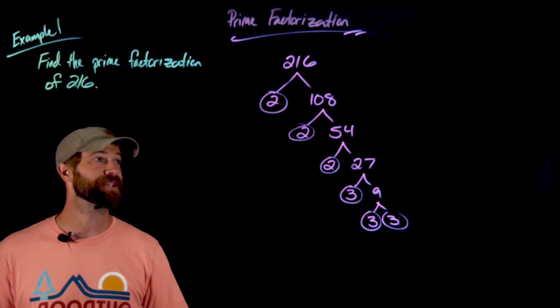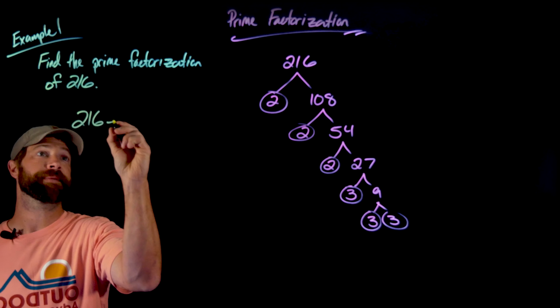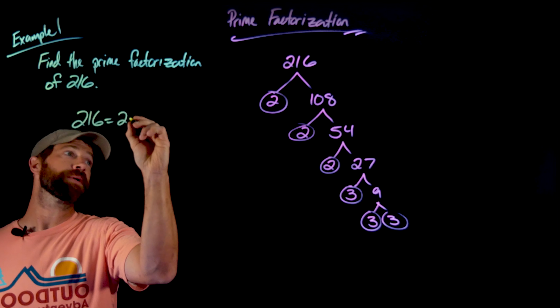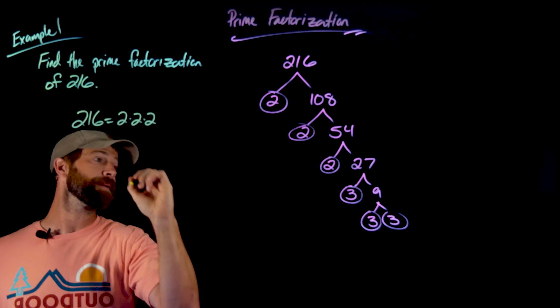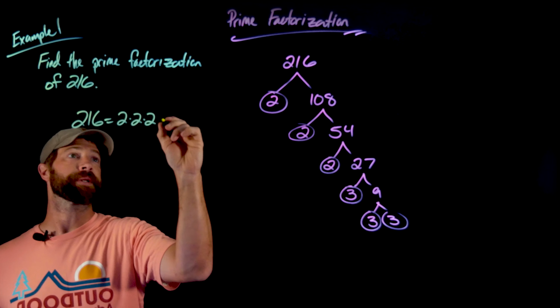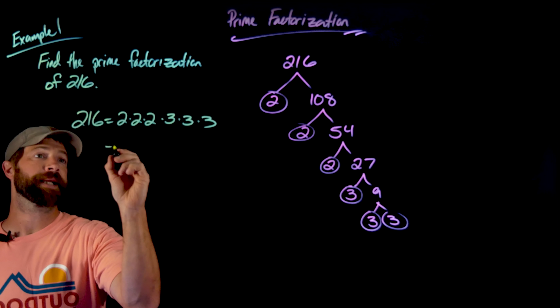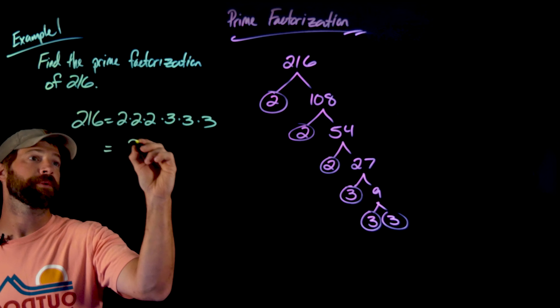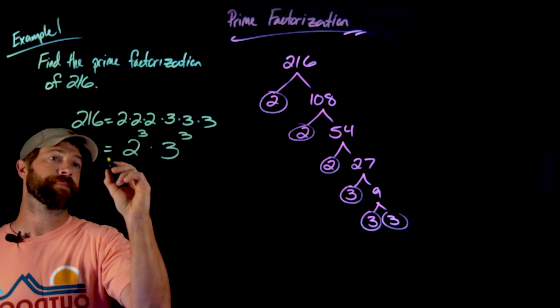So in this case right here, what I've just found is that 216 equals 2 times 2 times 2. So I got 3 2's here and then 3 3's. Nice. Then just to write this in the exponent form, I would say this is 2 to the third times 3 to the third.